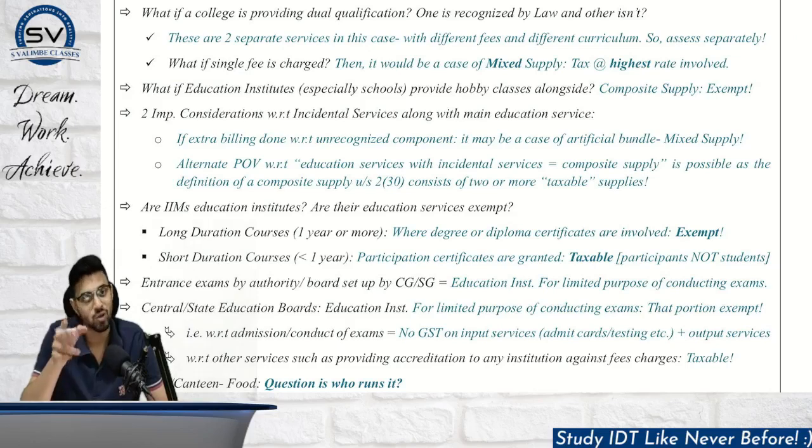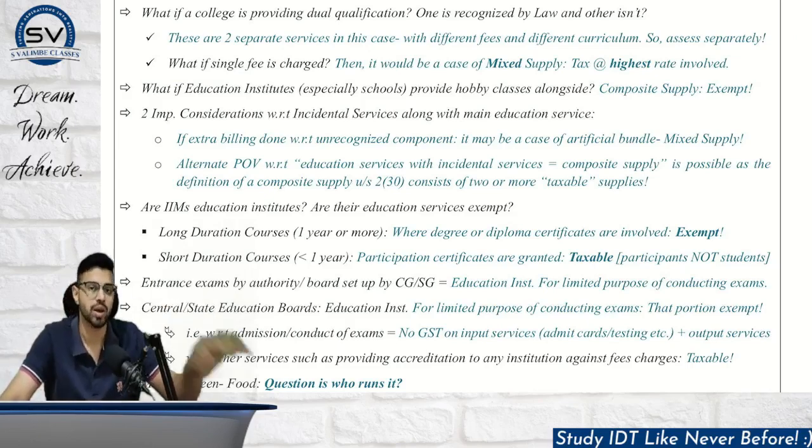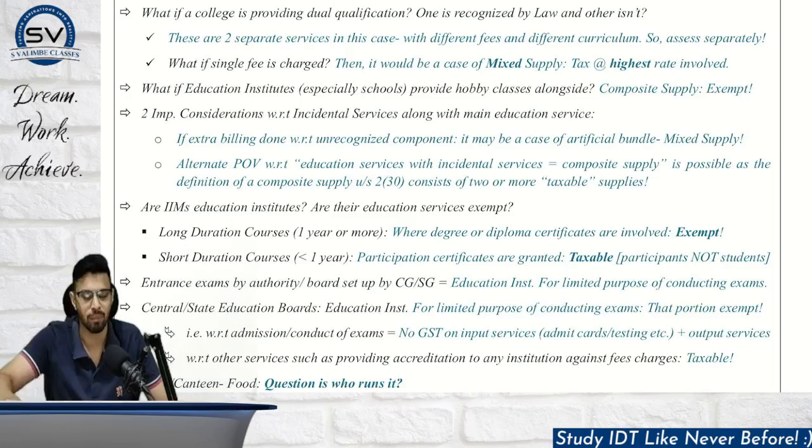But what if a single fee is charged? In that case, it will be a case of mixed supply. Mixed supply means basically this is an artificial bundle. In that case, as we have already studied, the highest rate of tax will apply. So obviously the taxable one will apply because the other one is exempt. Okay, so that is okay.